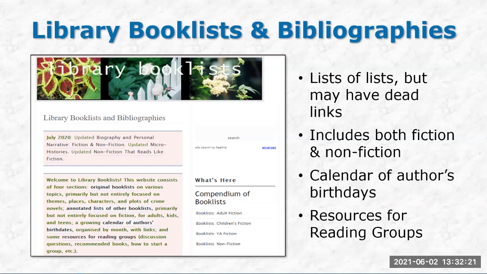It's the only one I could find. If anyone knows of any other, please let me know and I'll add it to our list of resources. It started off as part of a public library, and then it was moved when they reorganized the library website, and now it's being maintained separately. But it's got annotated lists of book lists. It's got a calendar of the author's birthdays, and it does include both fiction and nonfiction.